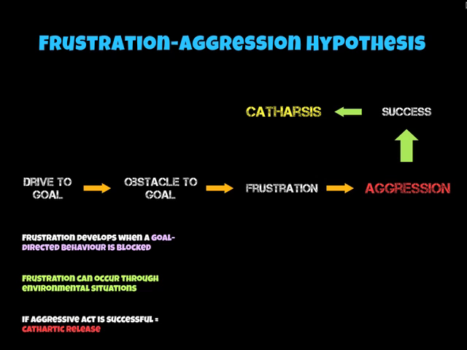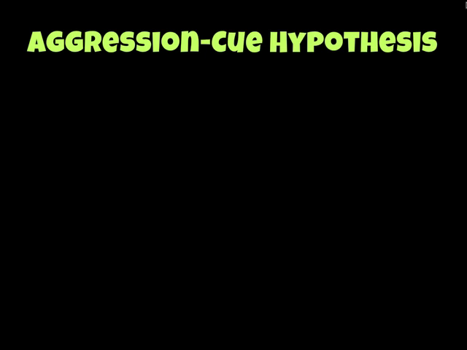It could be that you're playing a game and you kick an opponent and the referee doesn't book you. Your aggressive act has given you some sort of success. You've got catharsis out of that. The last theory is aggression cue hypothesis, and this is slightly different to the theory that we've just explained, but works in a similar style in terms of the model to it.